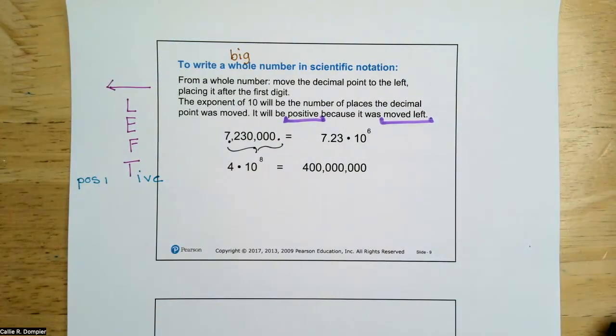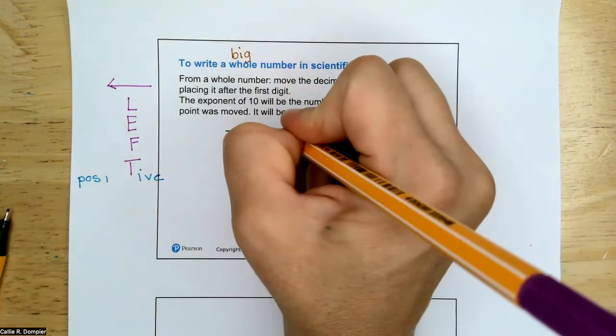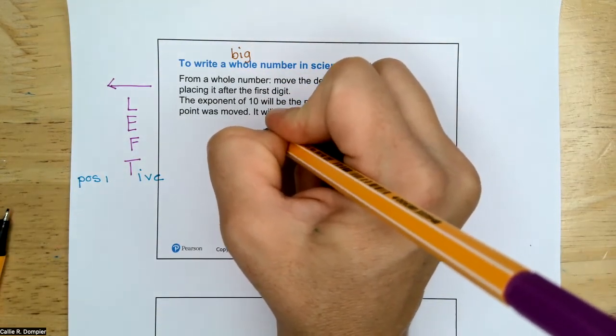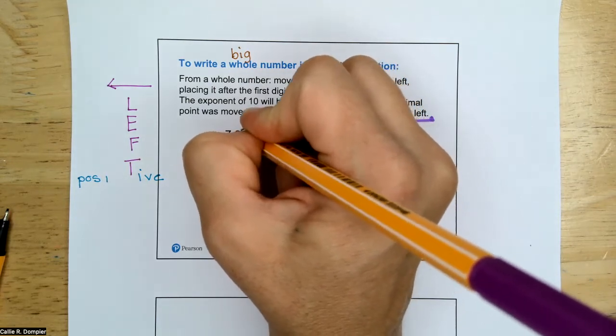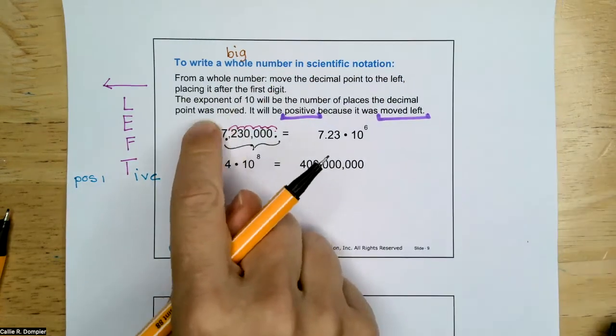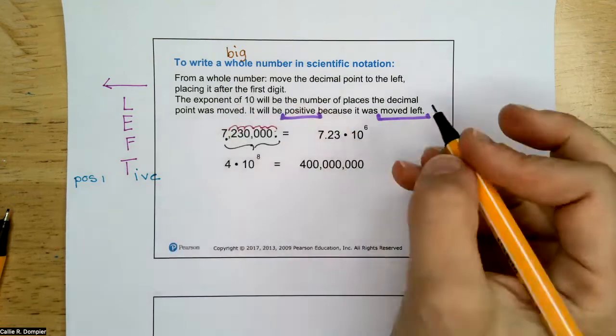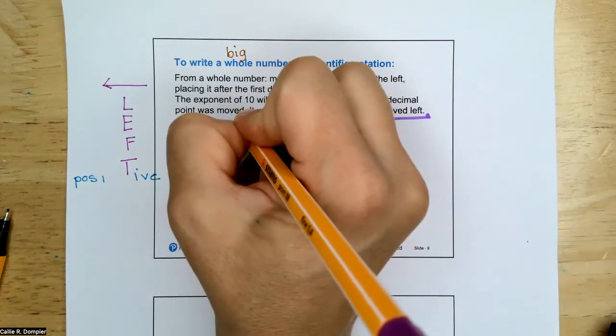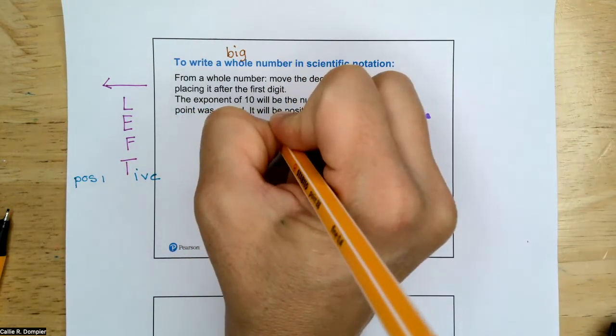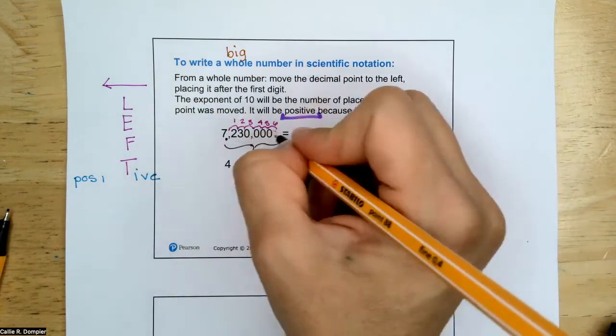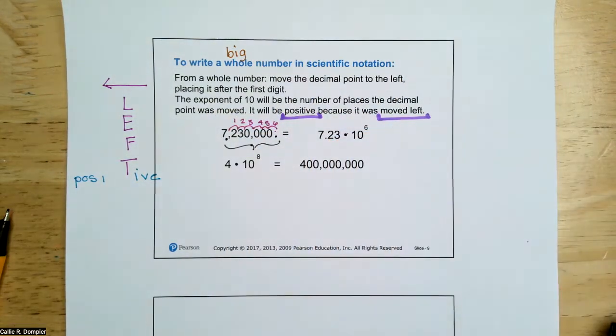All right. So the decimal point is currently right here. We're going to go 1, 2, 3, 4, 5, 6. Again, we're stopping when we have 1 digit in front of it. So that was 6 places we moved. So that becomes 7.23, don't include the zeros, times 10 to the positive 6th.